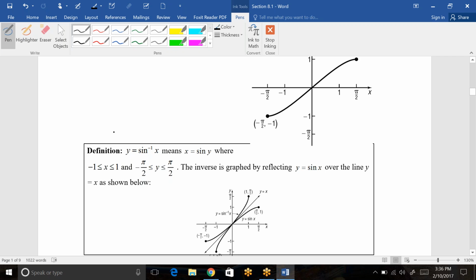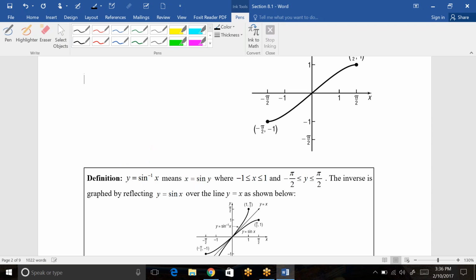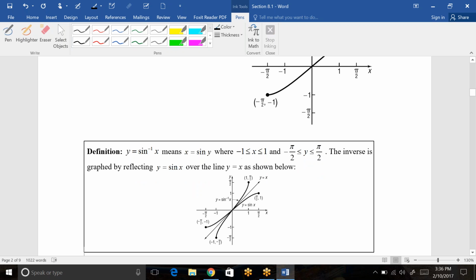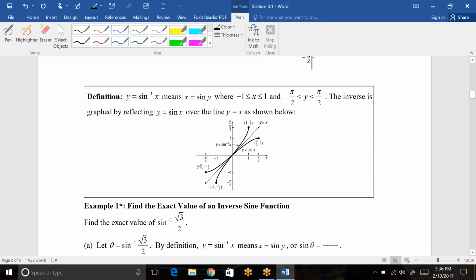Okay, so we have this definition then. Y equals, I don't know why the graph did that. Sorry, the box got stuck underneath there. So y equals sine inverse of x means that x equals sine y. So in your inverse, your x's are -1 to 1, and your y's are -π/2 to π/2. So that's something to remember about inverses.